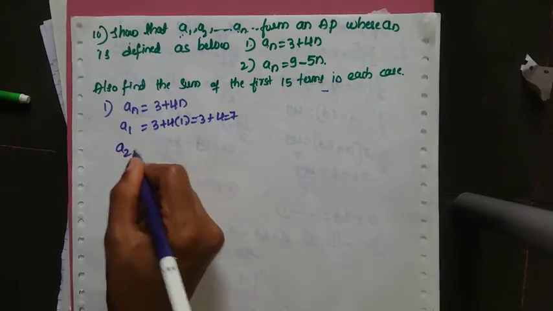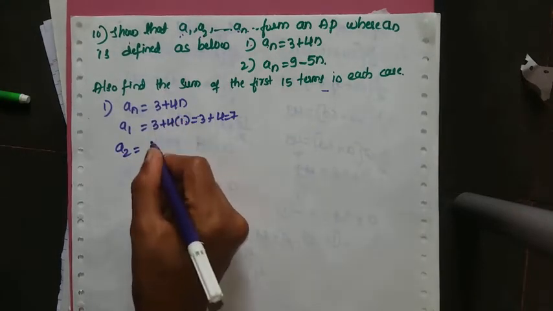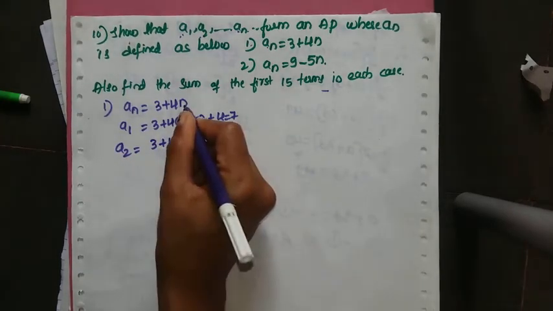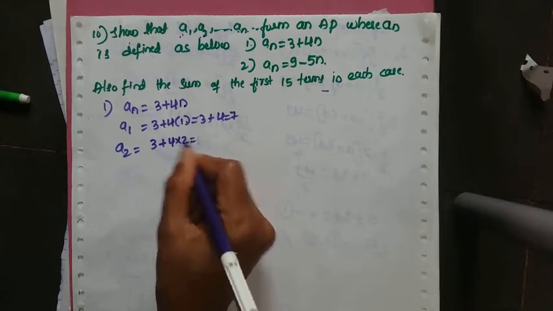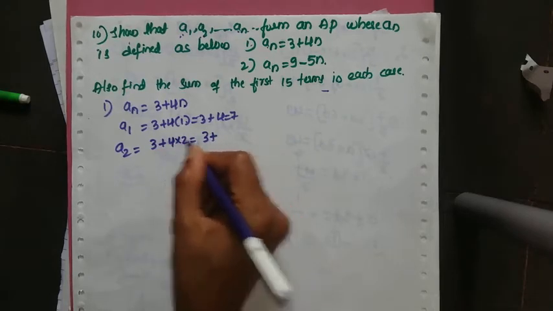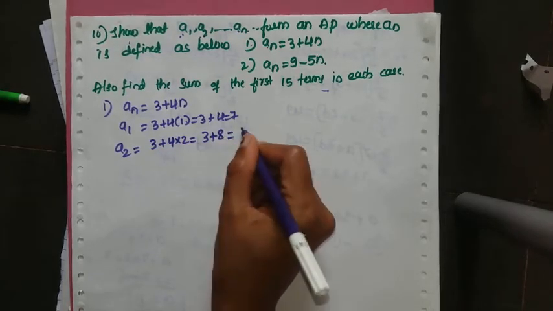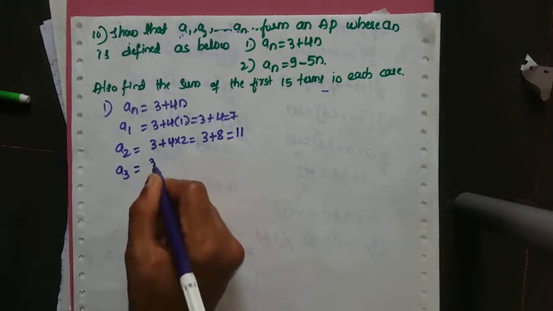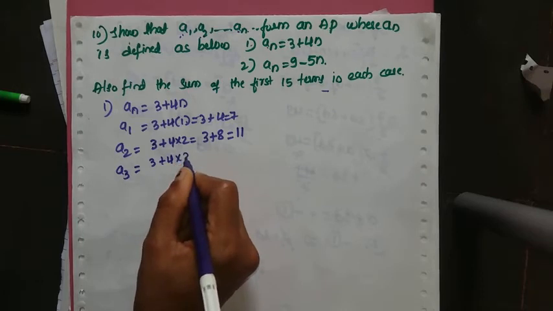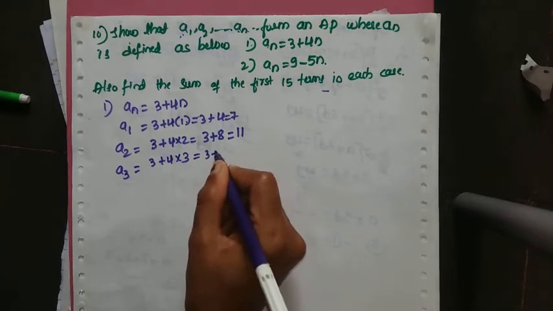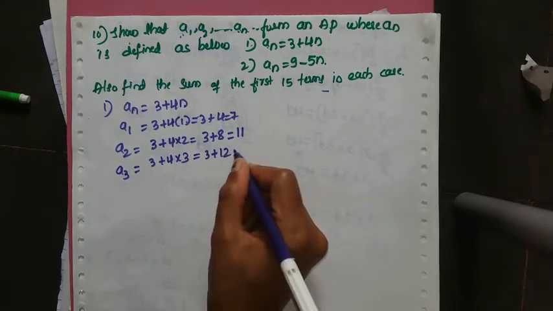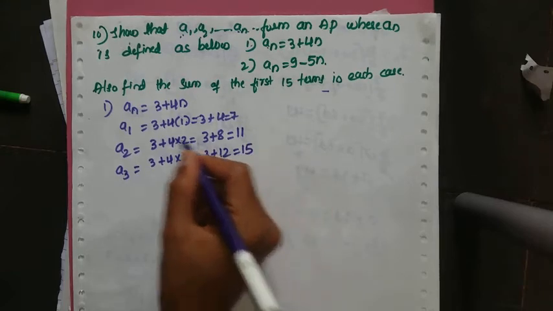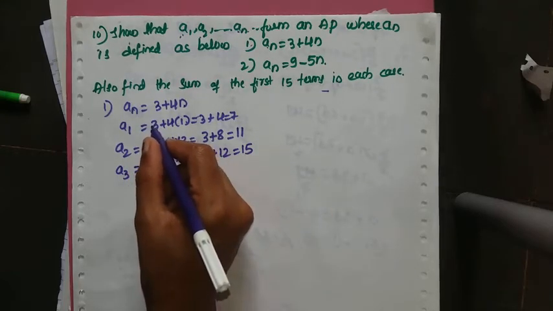So A2 is 3 plus 4 times 2, n is 2, so 3 plus 8 equals 11. Then A3 is 3 plus 4 into 3 equals 3 plus 12, which equals 15. So here I have found out 3 terms.